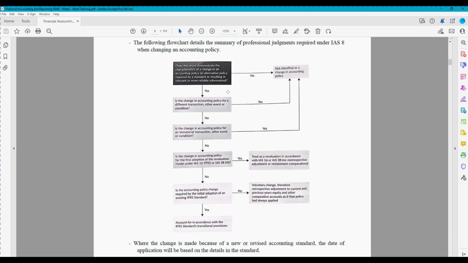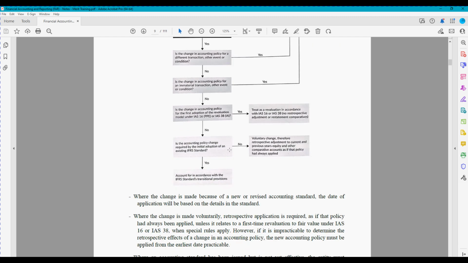So first of all, does it demonstrate change in accounting policy? Yes, it does. Is the change in accounting policy for a different transaction or other event or condition? No, it's not. Is the change in accounting policy for an immaterial transaction? No, it's not, because it's to do with material transactions, which might influence an investor's decision. So there's no. Is the change in accounting policy for the first adoption of the revaluation model under IAS 16? So this was a new standard, and it had a specific statement talking around initial adoption. So that's very specific. We can ignore that. No.